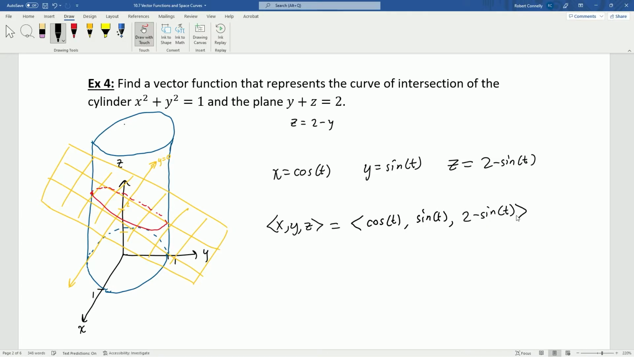Now, of course, as always, there are many parameterizations for these vector function curves, but one of the things we notice about this parameterization is that when t equals 0, that starts us at 1, 0, and 2. So the coordinate corresponding to t equals 0 is basically this point. And then as t increases, this curls around this way. Okay, well, that's it for example 4. So let's go ahead and move on.